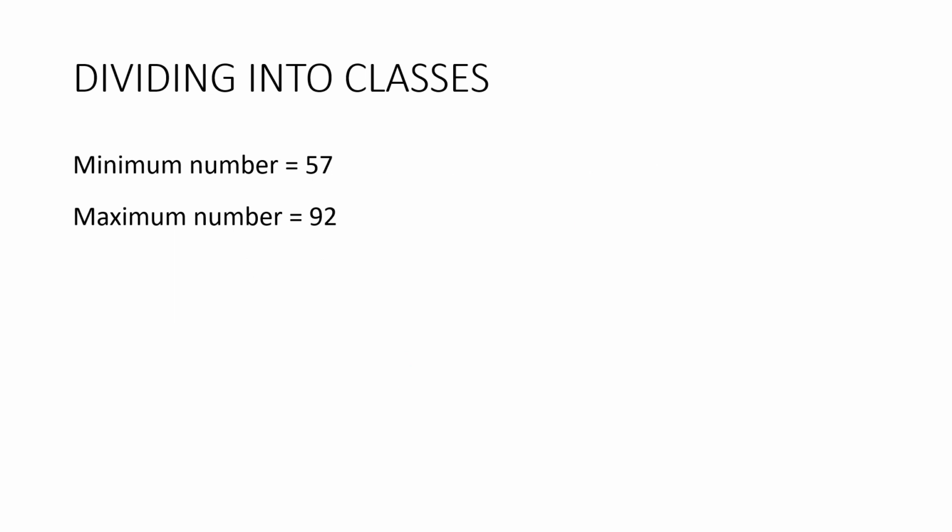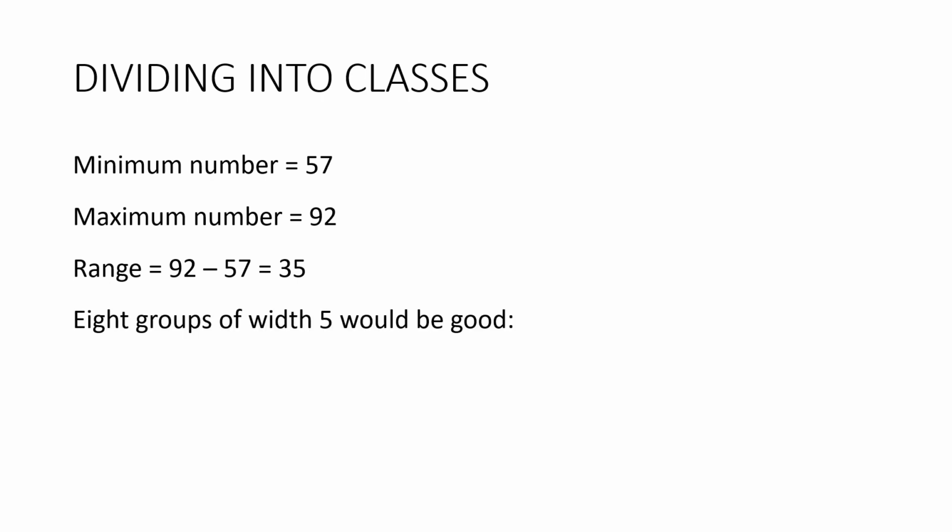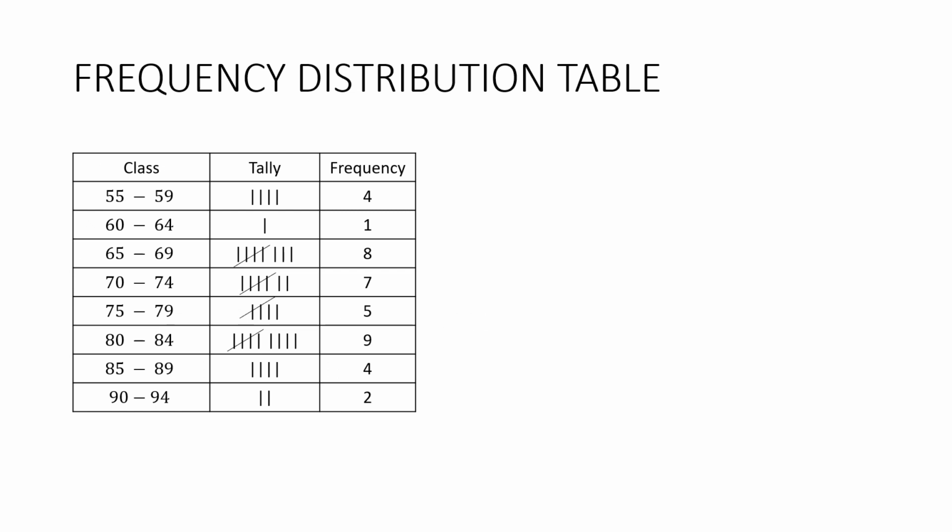So instead what we're going to do is work out the difference between those, which is called the range. So 92 take away 57 is 35. And we're going to try and find a nice division. And I can see that 5 goes into 35. So having 8 groups of width 5 will be good. And I'll show you why we're going to have 8 and not 7. I know 7 5s are 35, but it starts at 57 and ends at 92. That's the reason. So we're going to go 55 to 60, 60 to 65, and then all the way up to 90 to 95. So our data looks like this.